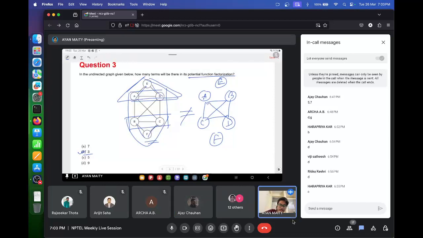And also, whether E and F could be considered separately or not, I'm not completely sure about that either. I have to study it in detail. Right now I'm not completely sure.